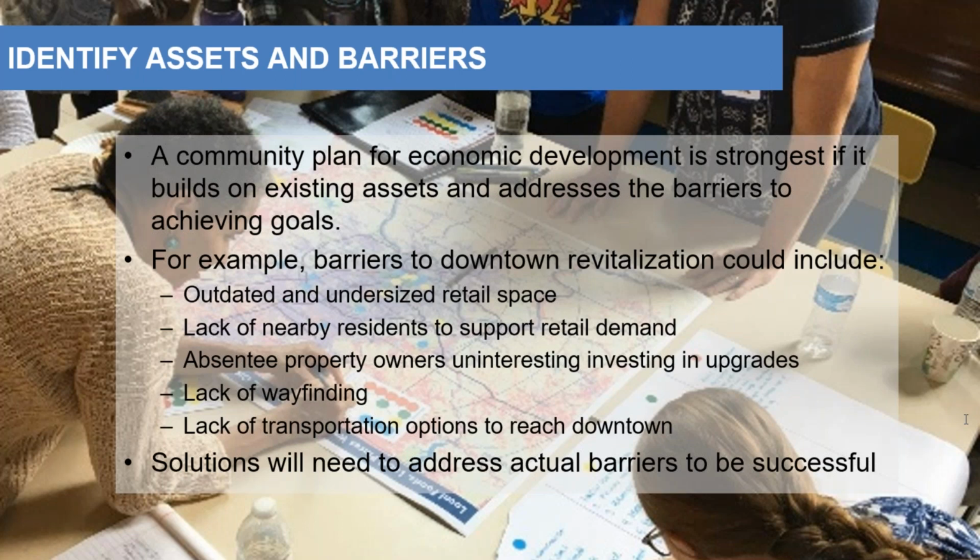We often see that downtown businesses might have been inherited by 12 siblings. They can't get together, don't know what to do. Sometimes there's lack of wayfinding. You have lots of people that are driving through downtown. They don't know that right off the main strip there's a great coffee shop because there's no sign to tell you to go there. And sometimes people just don't have good transportation options to reach downtown.